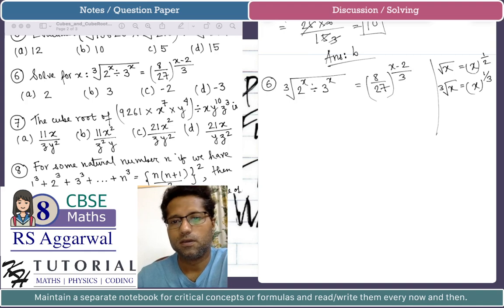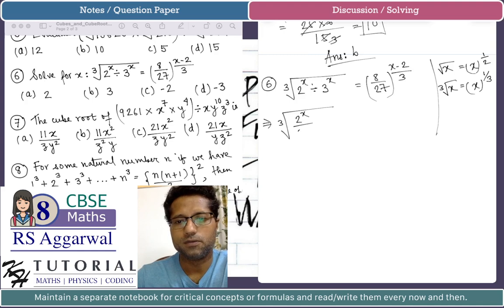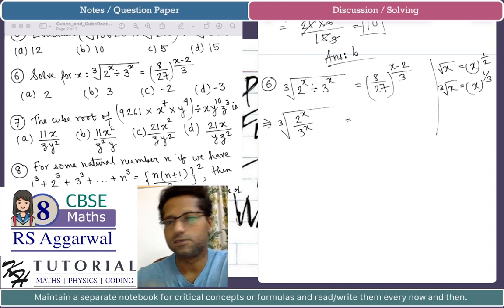Now this implies that 2 to the power x divided by 3 to the power x is equal to, I can say, 2 cube divided by 3 cube, since 8 is 2 cube and 27 is 3 cube. So this whole is raised to the power x minus 2 by 3.